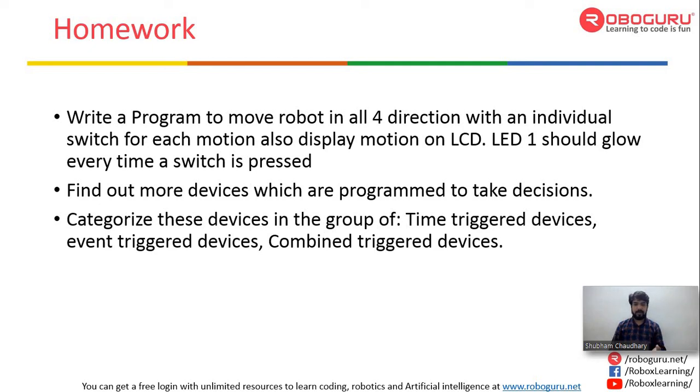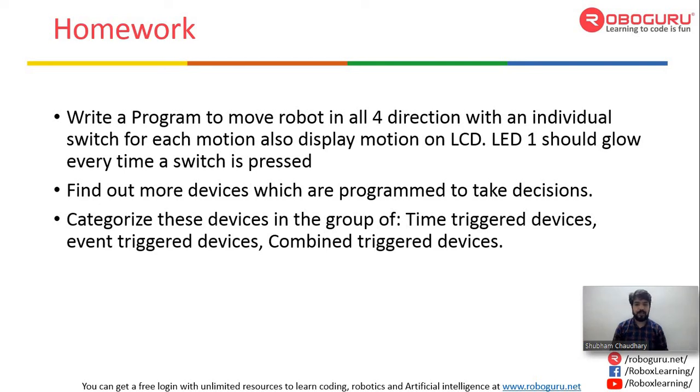If you have pressed switch 1 and it is programmed to move robot forward, then LCD should display forward also. This is something we have already done, but now you have to do it for all the 4 switches. And every time any switch is pressed, LED 1 should glow. So this is again a small program which you need to write. There will be more number of if statements in your program.